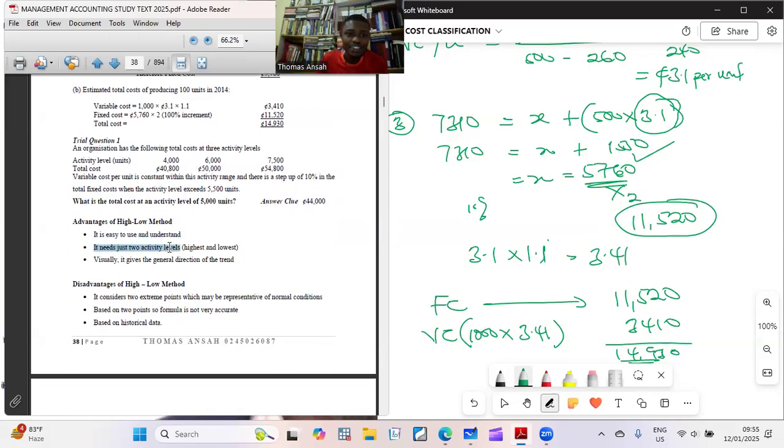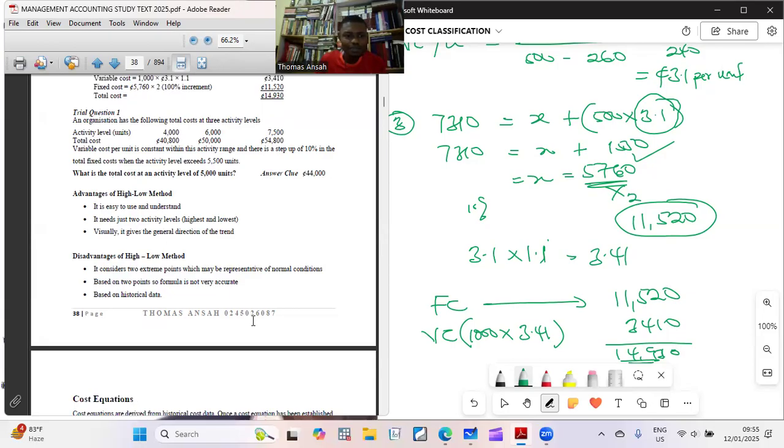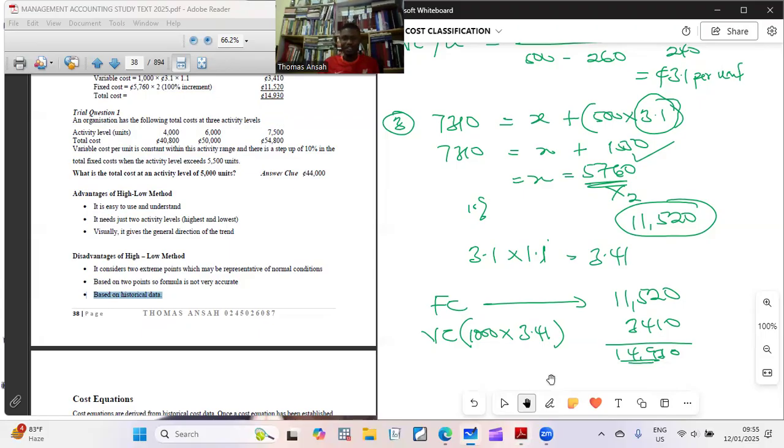So the advantage of the high-low method, what have you learned, is that it is easy to understand, right? And it needs just 2 levels of activities, the highest and the lowest one. Visually, it gives a general direction of a trend. But the disadvantage is that it considers only 2 extremes, which means that the data is assumed to be normally distributed. But what if it is a scattered one? What will happen? And it is just based on 2 points. So the formula is not very accurate because it doesn't consider the middle ones. And the last thing is that it is based on something that is historical. Historical means it may be irrelevant, right? We said that.